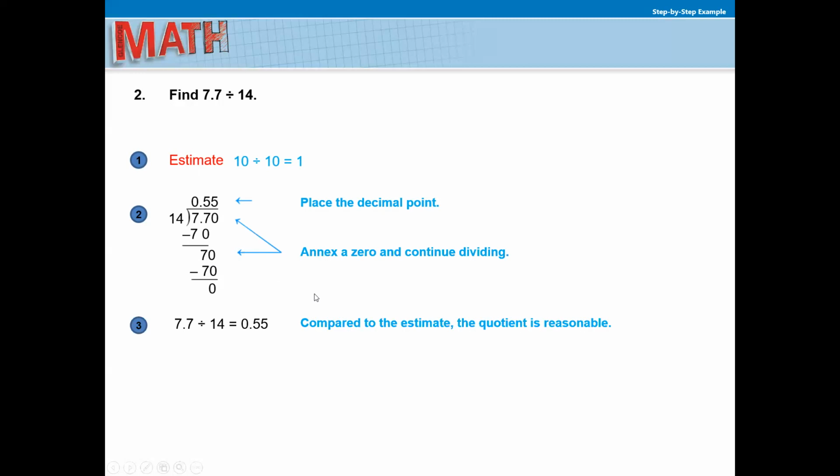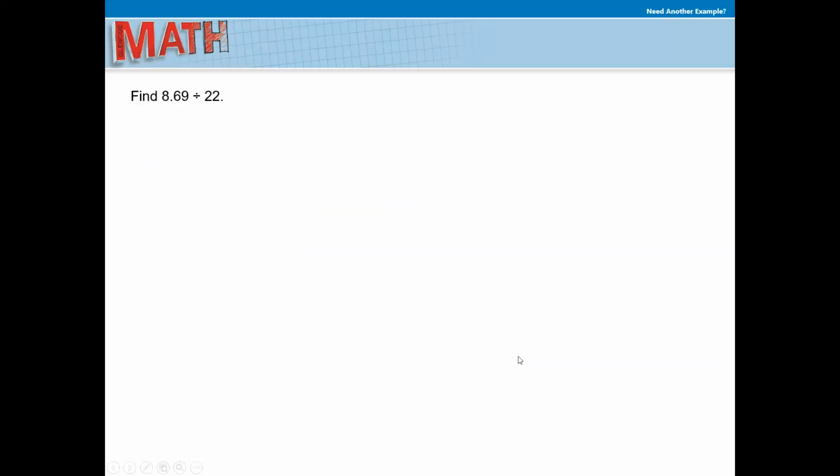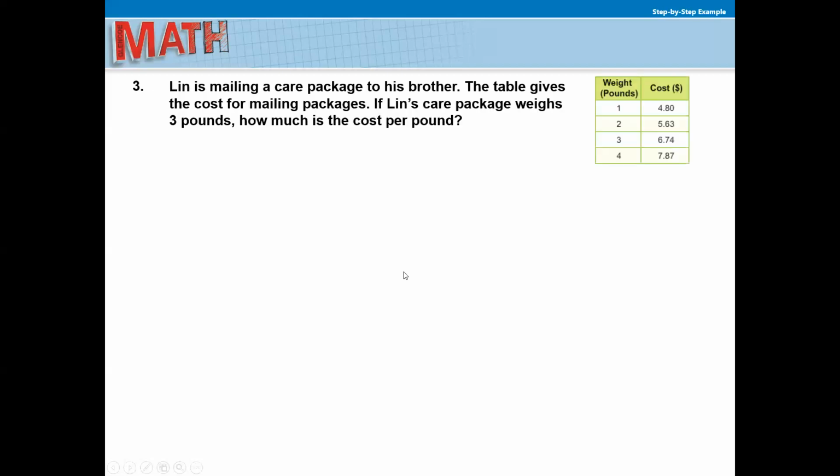Compared to the estimate, the quotient is reasonable. We guessed it would be 1. We rounded up on both of them, so 1 was a high estimate, and we got a little more than half, so it's reasonable. Here's another example. 8 69 hundredths divided by 22. Pause. Do all the work in your math notebook. Press play when you're ready to continue.